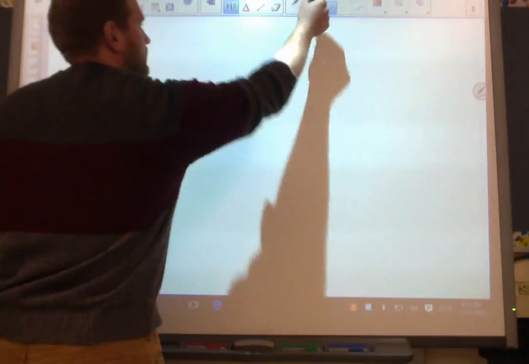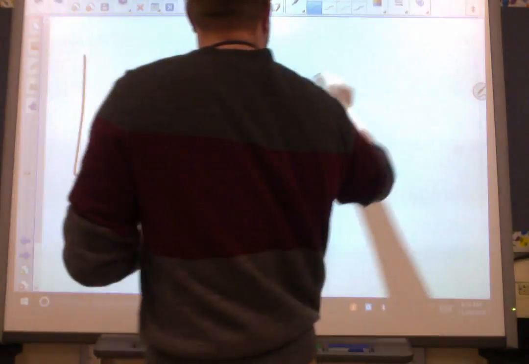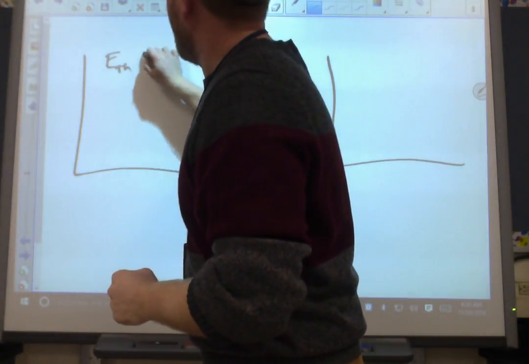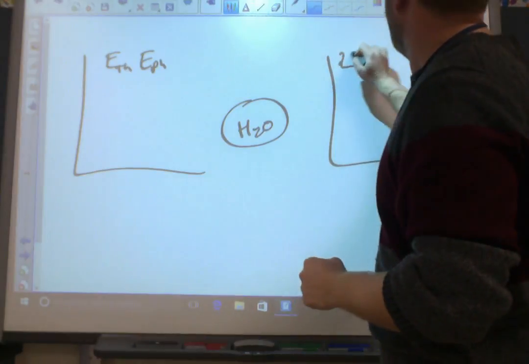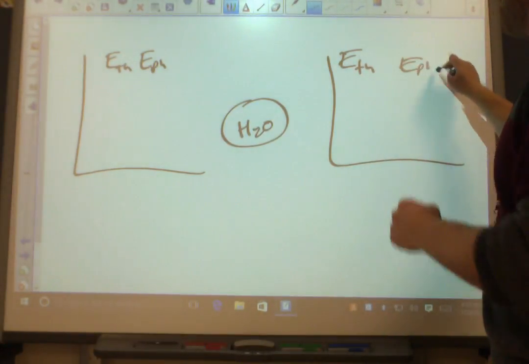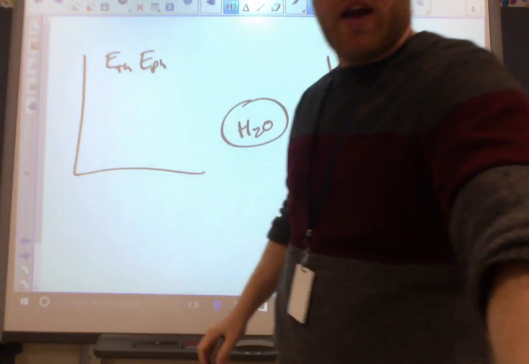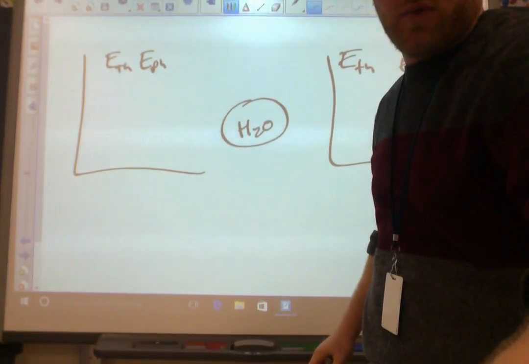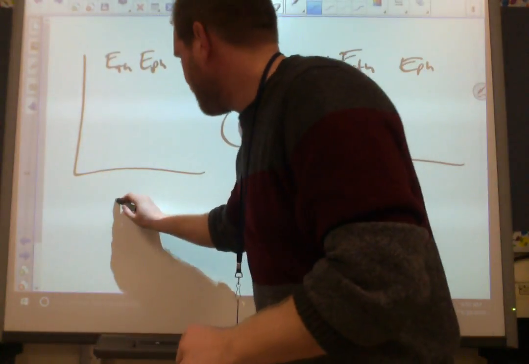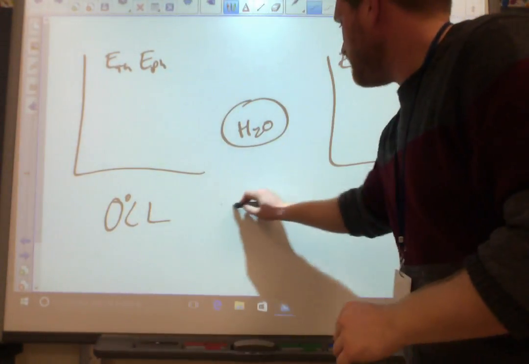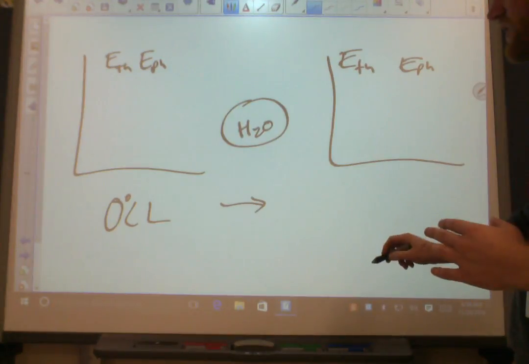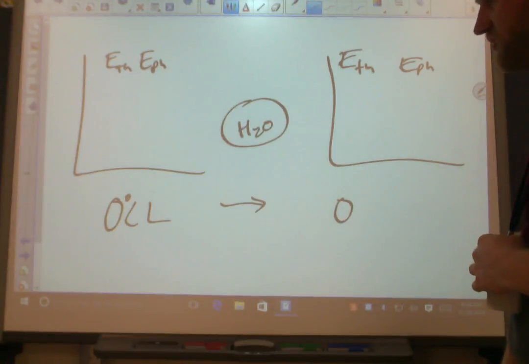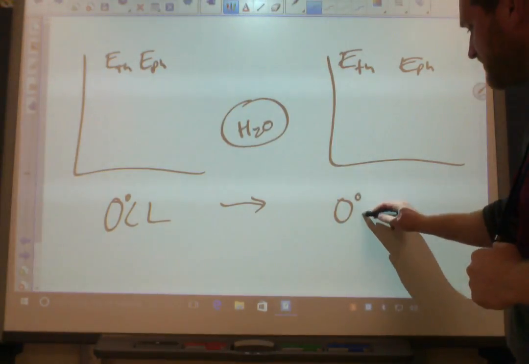Let's do the second LOL, still talking about the H2O. ETH, EPH. So our water is now at 0 degrees Celsius liquid, and it's going to now turn into a solid. The temperature is not going to change, though. During a phase change, temperature is always constant, so we're going to remain at 0 degrees Celsius solid.